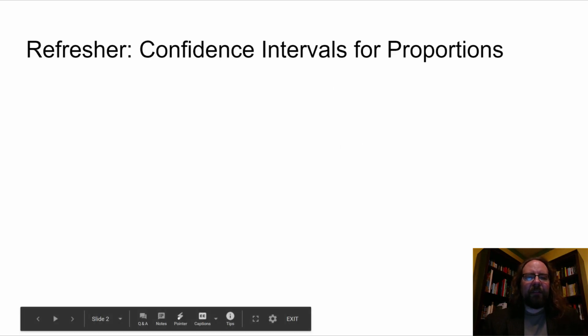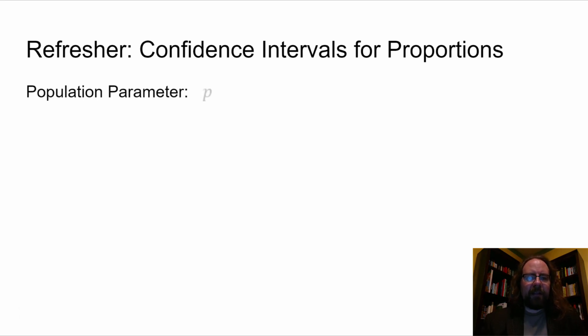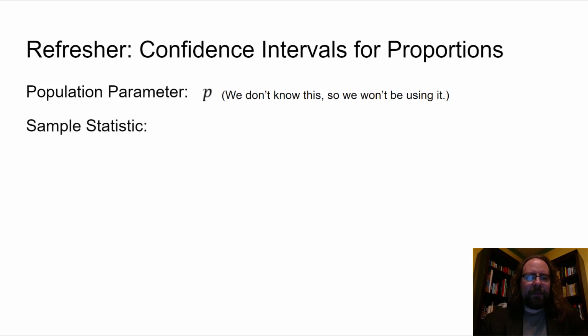So let's remind ourselves how to construct confidence intervals for proportions. When we did that, our population parameter was p, but when we construct confidence intervals, we don't know the population parameter, so we're not going to be using p at all. In that case, we use the sample statistic, a proportion we got from a sample that we took, and we call that statistic p hat.